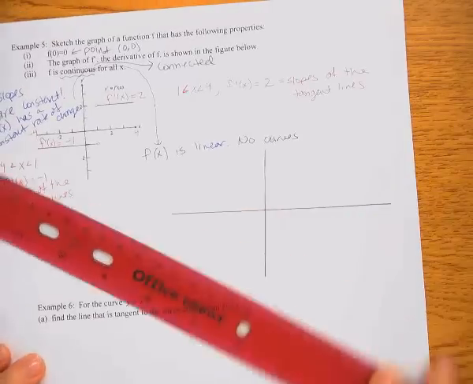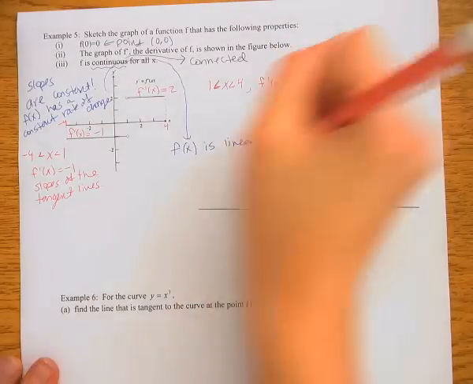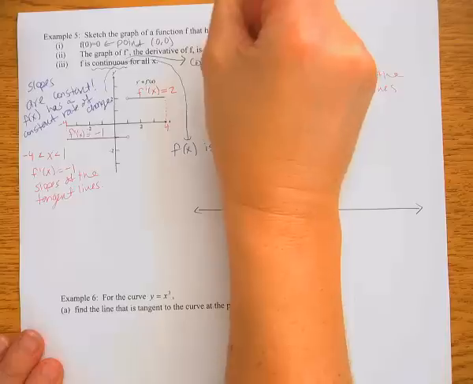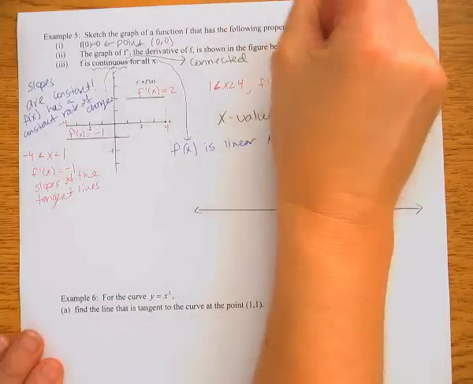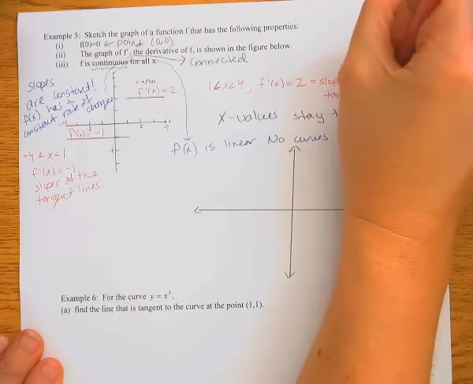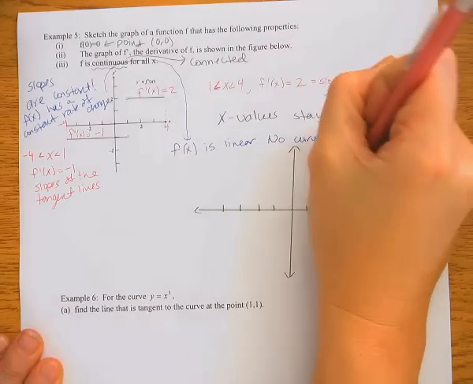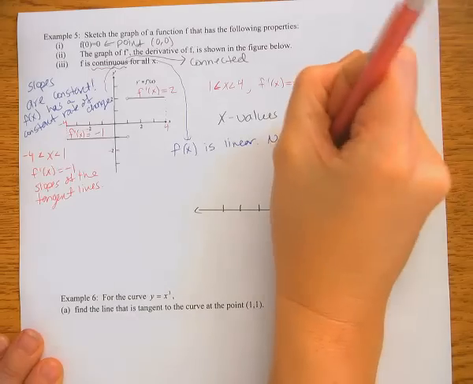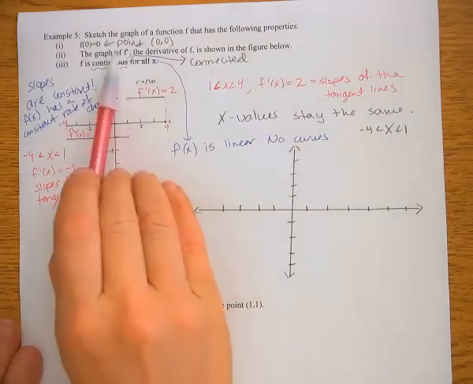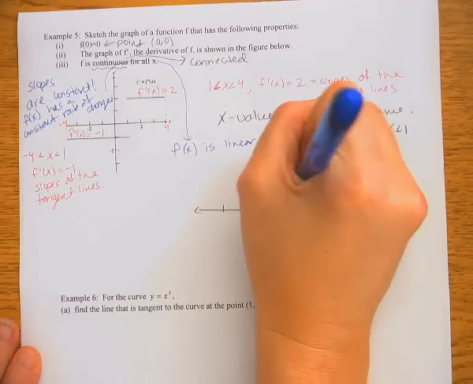Now remember, f of x and f prime of x maintain the same x values. I'm not going to change x values, so x values stay the same. And so x is going to be between -4 and 4. And I'll start with the given point. So 0, 0 will be my starting point.